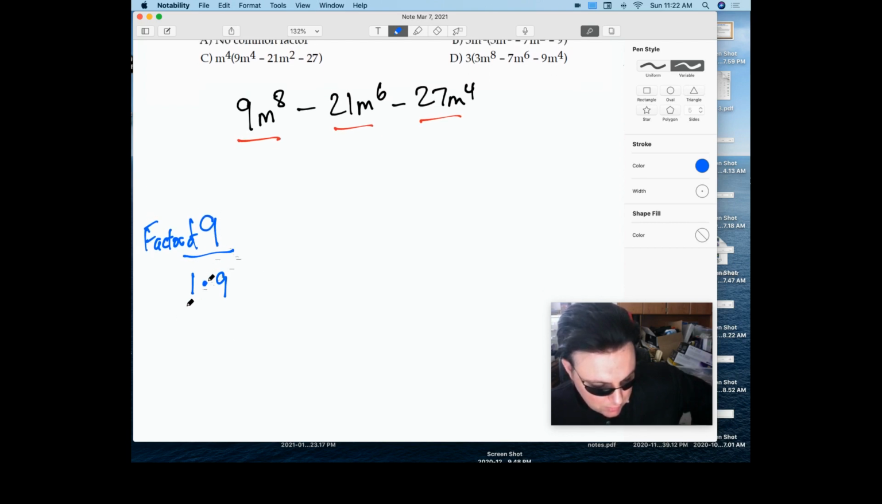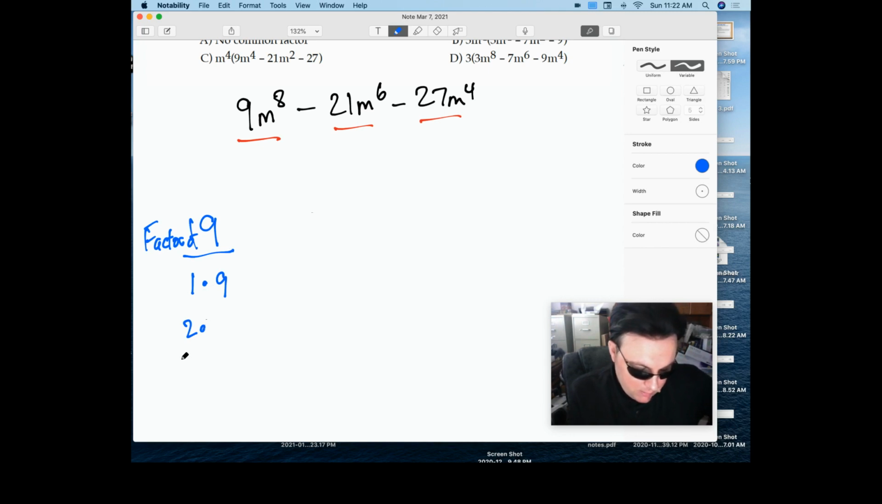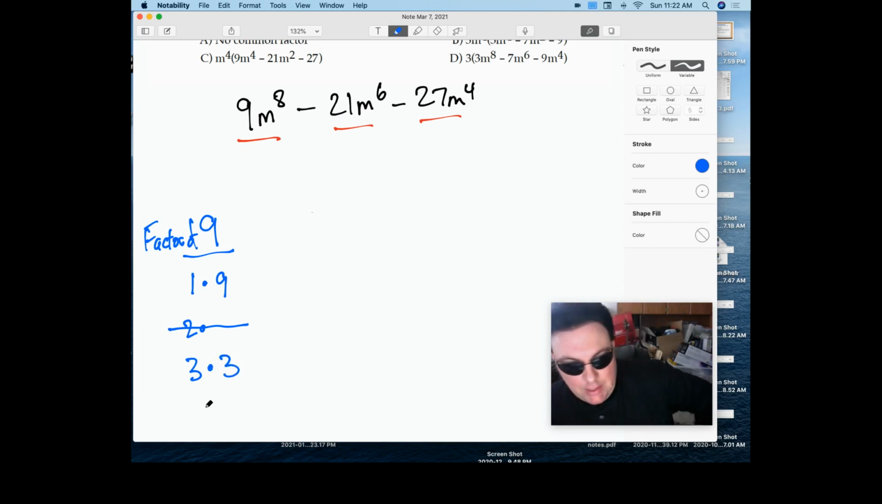So what you do is you just go down starting with 1, and you say, okay, 1 times what is 9? 9. Then you go to the next one, 2. 2 times what is 9? Well, there's nothing that goes in evenly into 9. Then you go to 3. 3 times what is 9? 3 times 3. And once you get to where it either repeats, it's the exact same value, so 3 and 3, or if you were doing something where, let's say 3 times 4, 3 times 4 is a factor of 12. The next one would be 4 times 3, but I've already used 4. So anytime you have a situation like that, that's when you stop.